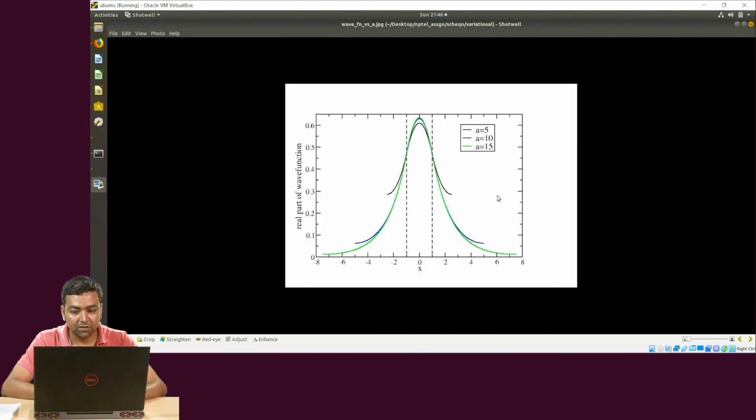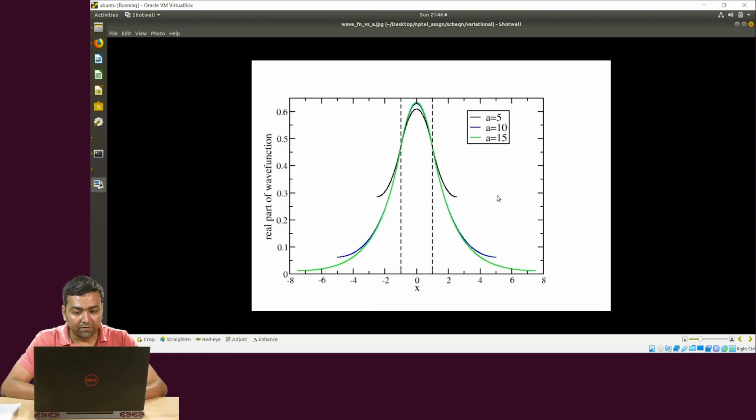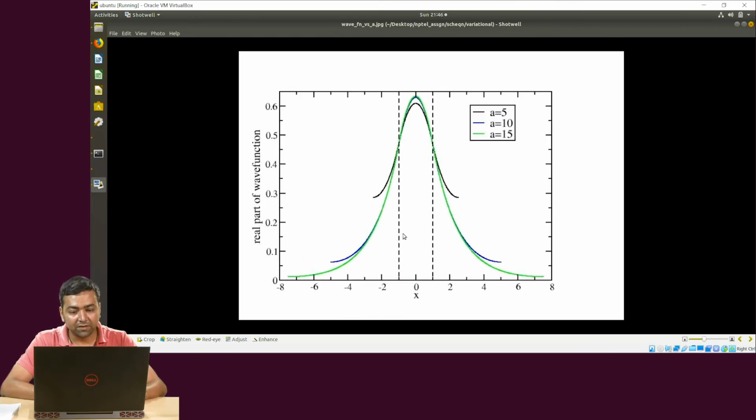Okay, this is fine. So, as I was saying, these vertical lines denote the width of my potential. The total width of my potential is 2, that is the value of B, which is 2 units, and it goes from minus 1 to plus 1. Now, I have plotted here the real part of the wave function, the imaginary part is 0 in this case, as a function of the periodicity of the plane waves which we are using, for 3 values: A equals 5, 10 and 15.